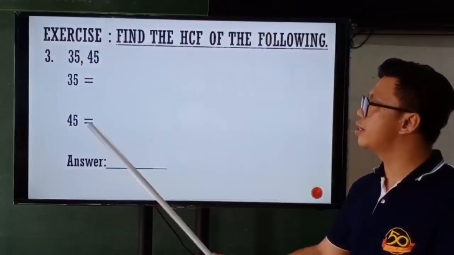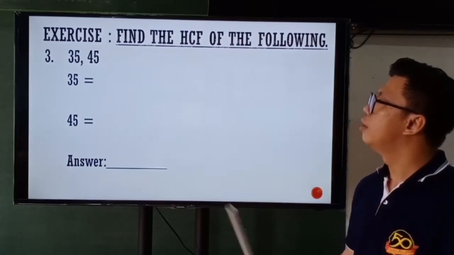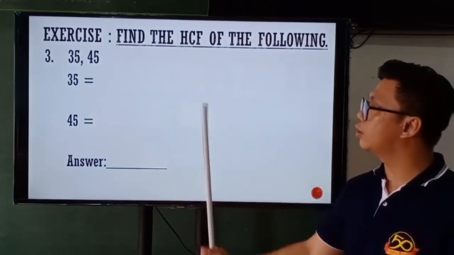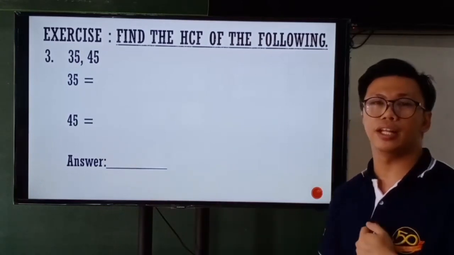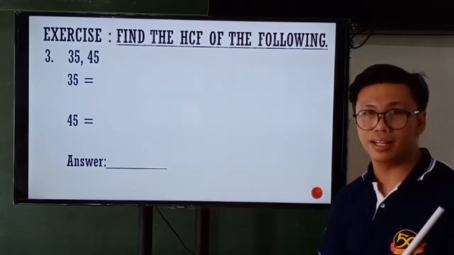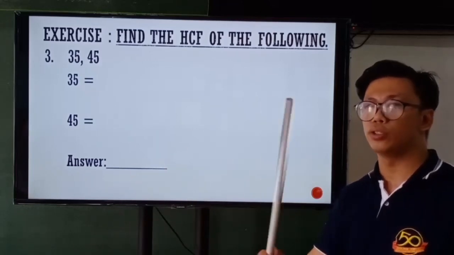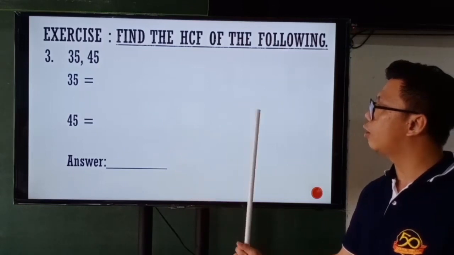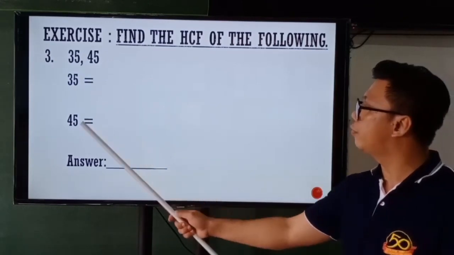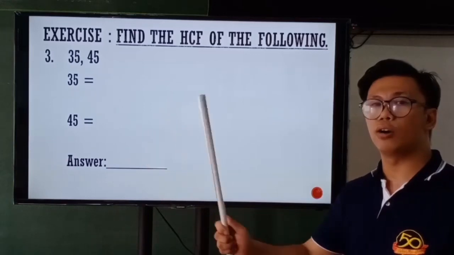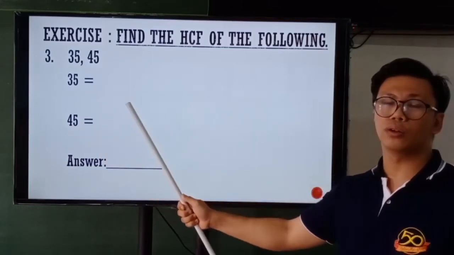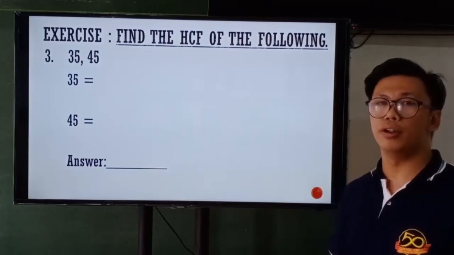Okay, now let's go to exercise number 3. We have here 35 and 45. So the first method is we will first find the factors of 35 and 45. After getting the factors, you list the numbers in ascending. What is ascending again? That is writing the smallest number going to the largest number. After listing the numbers, we will find the common factors of 35 and 45, and then the highest common factor, or we call it the largest common number. Okay?